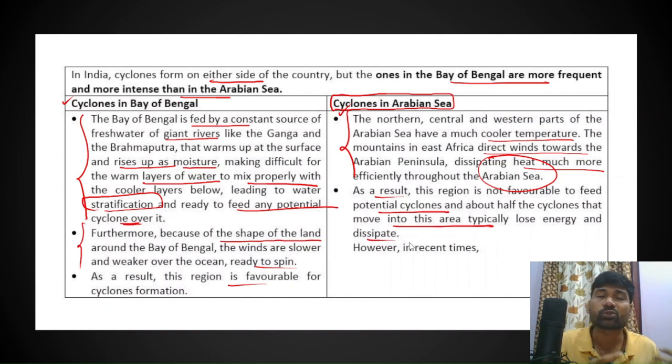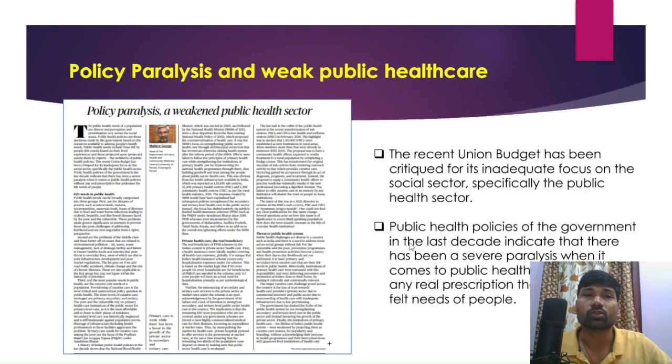However, in recent times we have also seen more cyclones originating in the Arabian Sea region as well, and that is because of climate change, increasing sea surface temperatures and the abnormalities with respect to the sea surface temperatures, right? So I hope you have understood this topic.